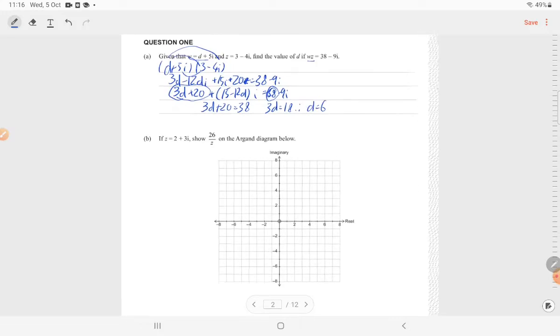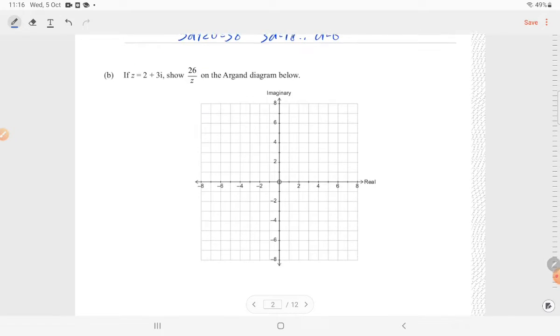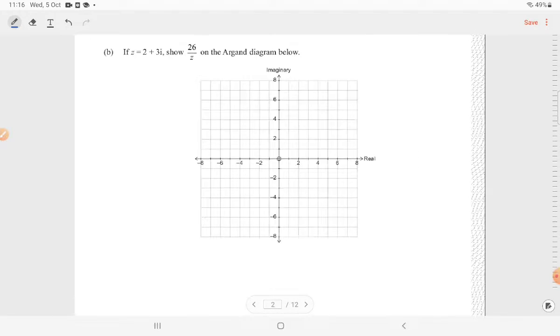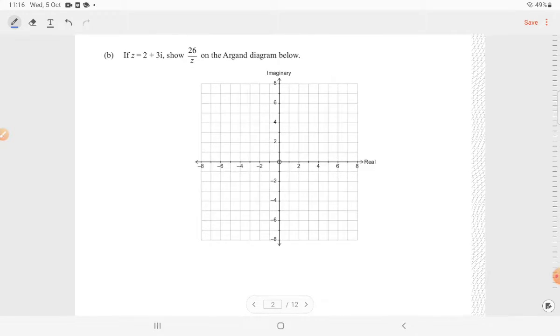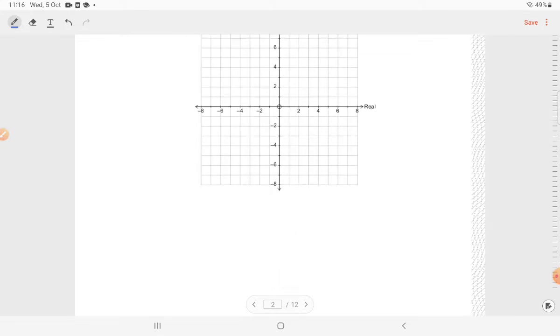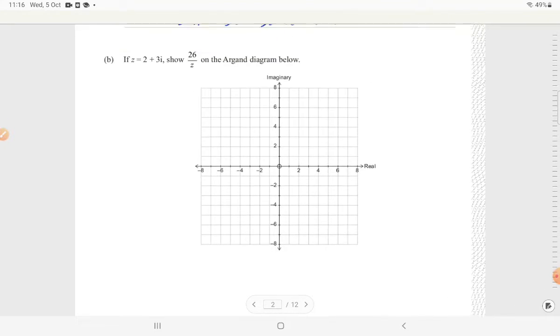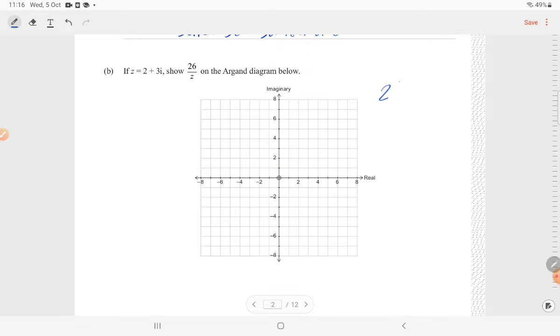How do I zoom out? Okay, yep. So if Z equals 2 plus 3i, show 26 over Z on the diagram below. They haven't really given us much space to work with. So 26 over Z is 26 over 2 plus 3i. We want to get rid of this denominator, so we multiply by the conjugate, 2 take away 3i.